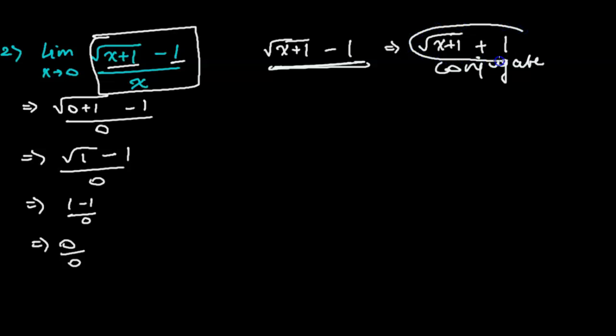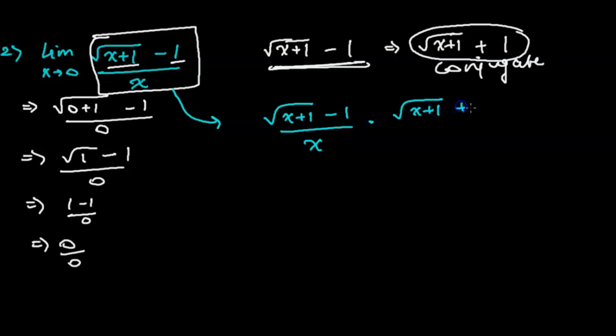Now we would use this conjugate to multiply and divide the given function, and that would look like (square root of x plus 1 minus 1) over x, multiplied by (square root of x plus 1 plus 1) divided by (square root of x plus 1 plus 1). Again, you are expected to know your factoring. We notice this is a minus b, this is a plus b. As we know, a minus b times a plus b gives us a squared minus b squared. So we can apply that here.